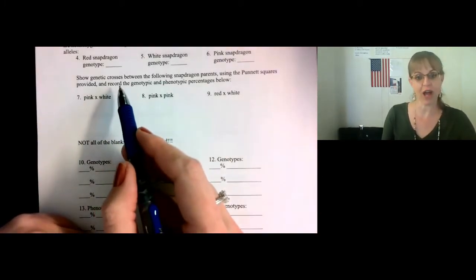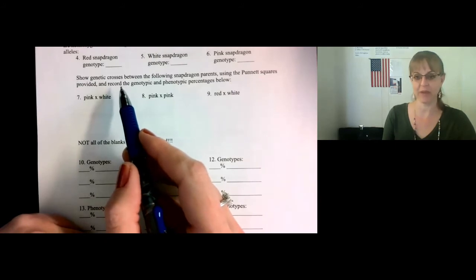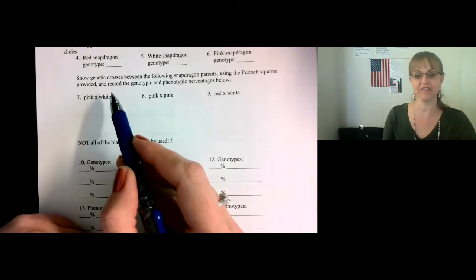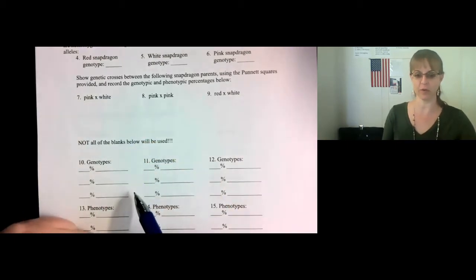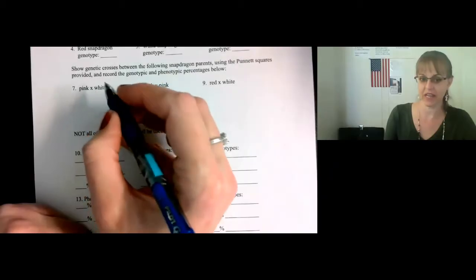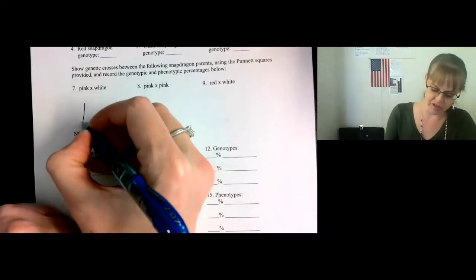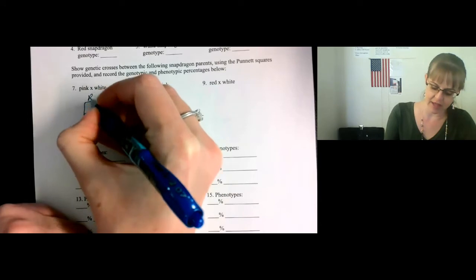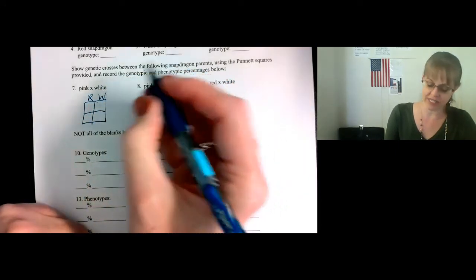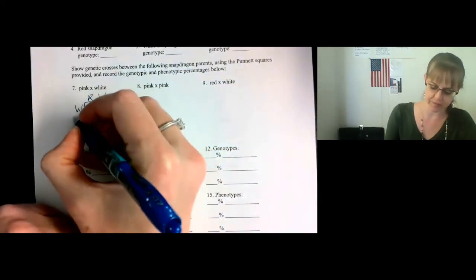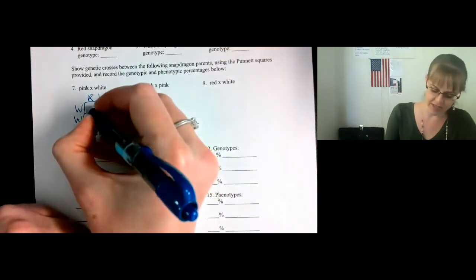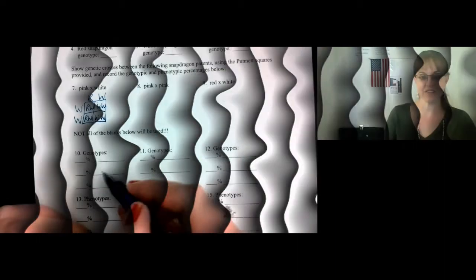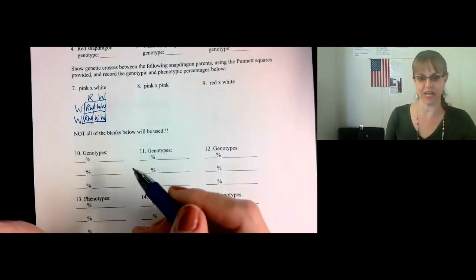Now let's show the crosses between the following snapdragon parents using the Punnett square provided, and record the genotypic and phenotypic percentages below. If you have a pink and a white flower, the pink flower is RW, and the white flower is WW. Now do your cross, and fill in your genotypes and phenotypes.